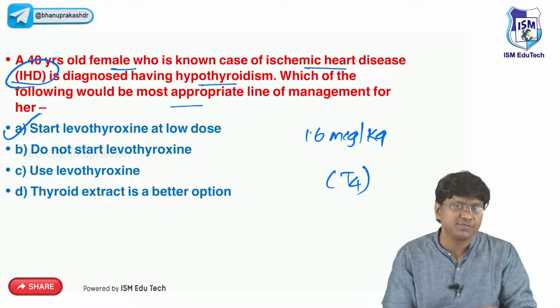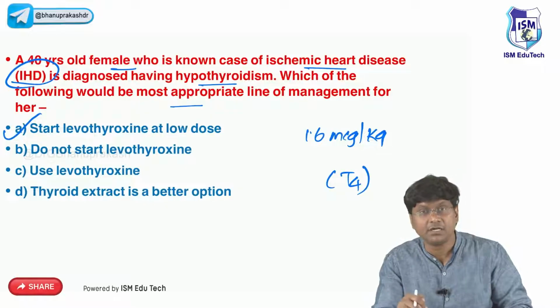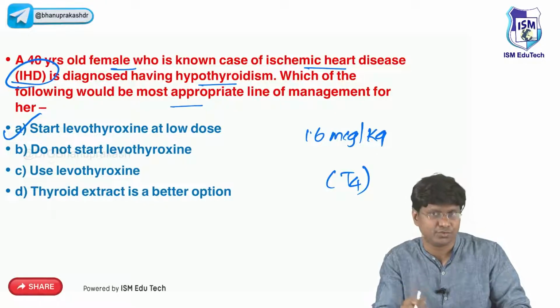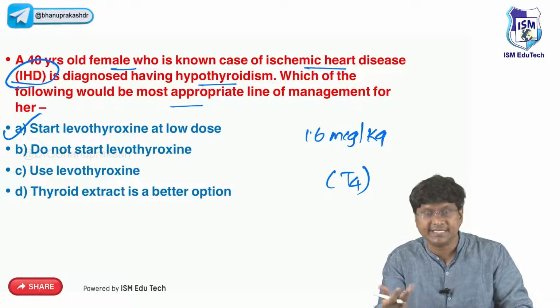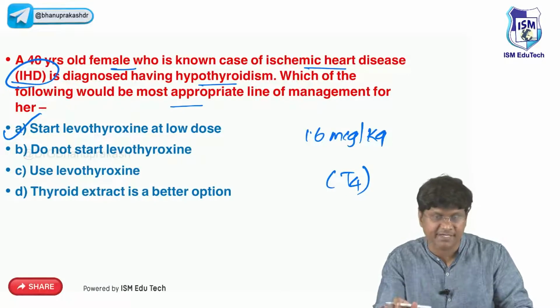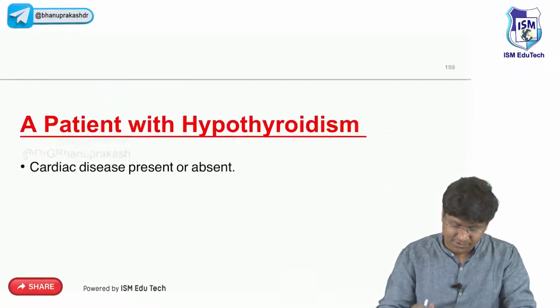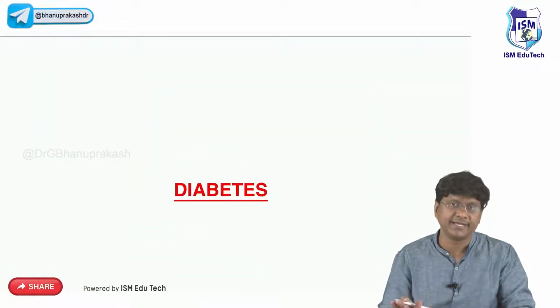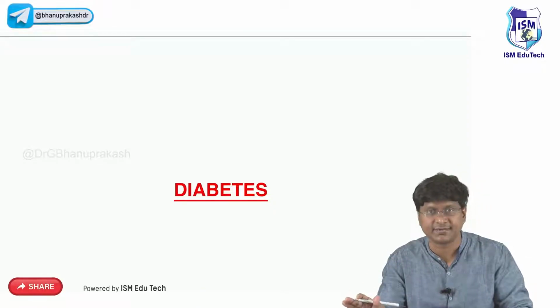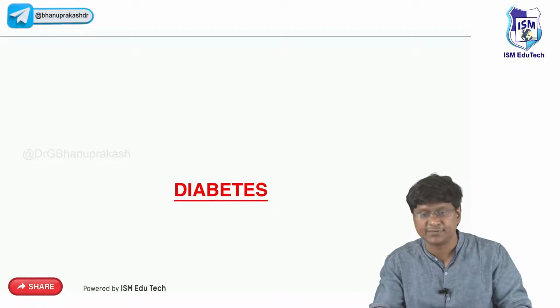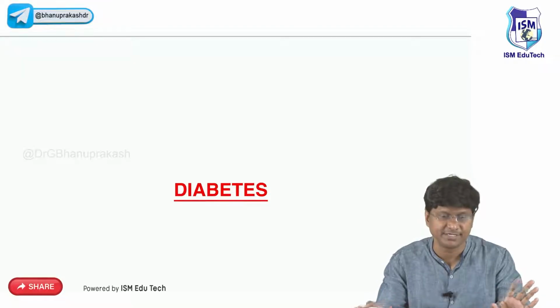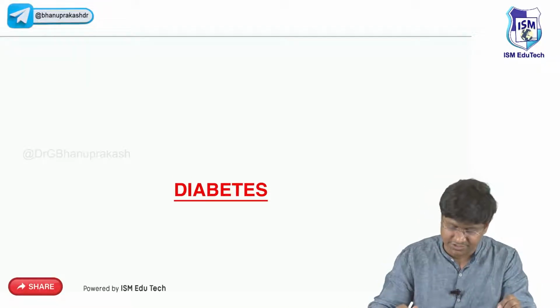But in patients with ischemic heart disease, you need to start with a low dose. If you give a high dose, the underlying ischemic heart disease can get precipitated. So that is about your story related to thyroid abnormalities. Okay, so we are done with the thyroid, hypothyroidism as well as hyperthyroidism. Then coming to diabetes mellitus. In 10 minutes we'll discuss diabetes mellitus, and we will be almost done with endocrinology.